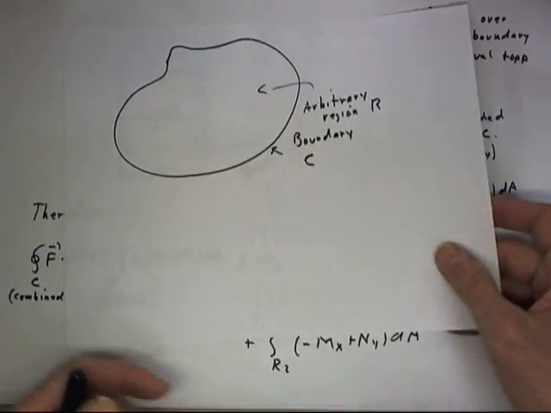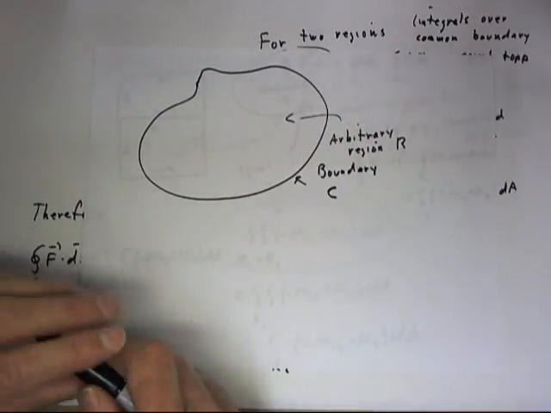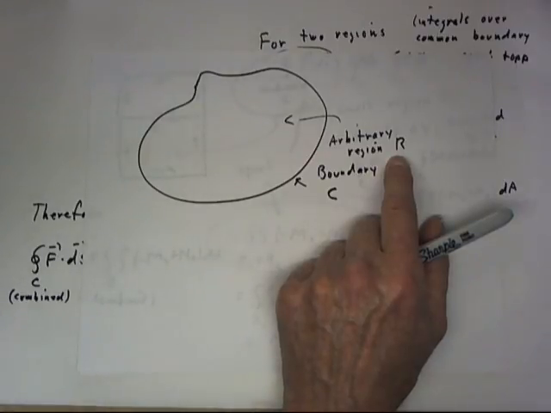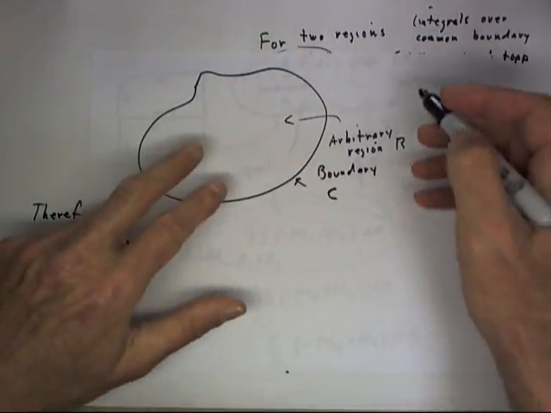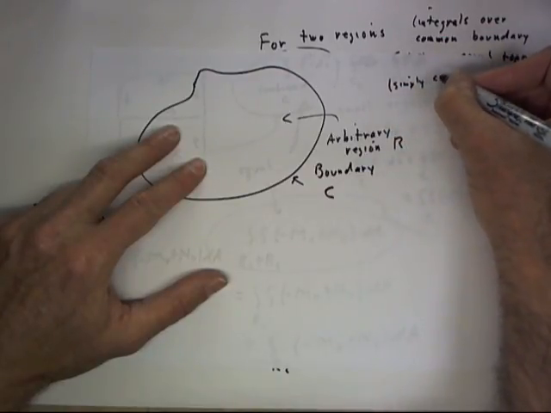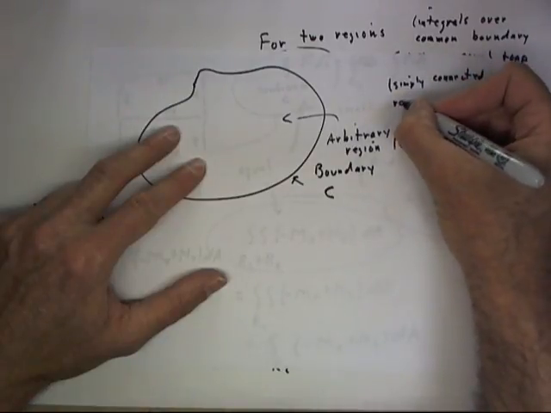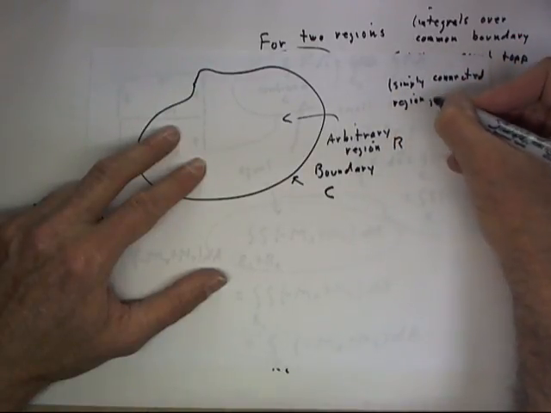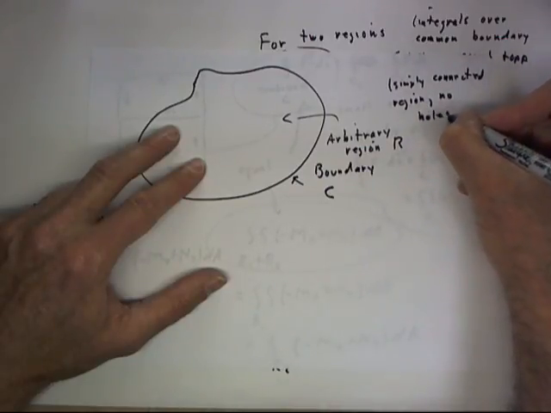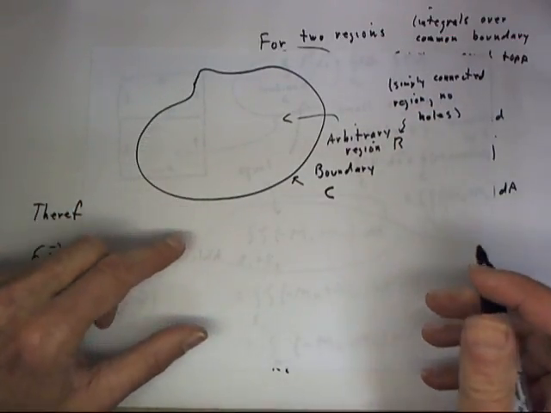What we want to do now is try to apply Green's theorem to an arbitrary region R. Now there are conditions on this region. Mainly it has to be simply connected. So we might say it's a simply connected region. Basically, it has no holes. If we cut a hole out of this, the theorem no longer applies.